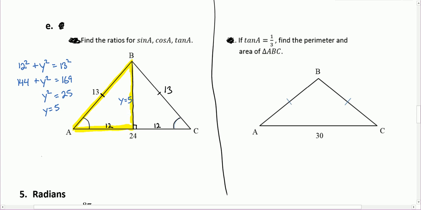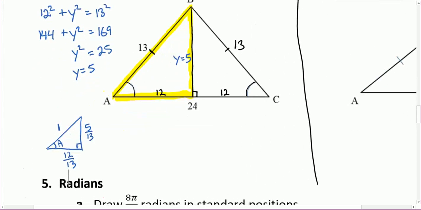And I'm going to now draw a similar triangle. Right triangle, same angle A here, but with a hypotenuse of 1. So I'm going to scale it back. And the way I'm going to scale it back is I'm going to divide the 13, the 12, and the 5 all by 13. Because 13 divided by 13 is my 1. So 5 over 13 is opposite A, and 12 over 13 is the base length. And now I know from this that the sine of A is 5 over 13. The cosine of A is 12 over 13.